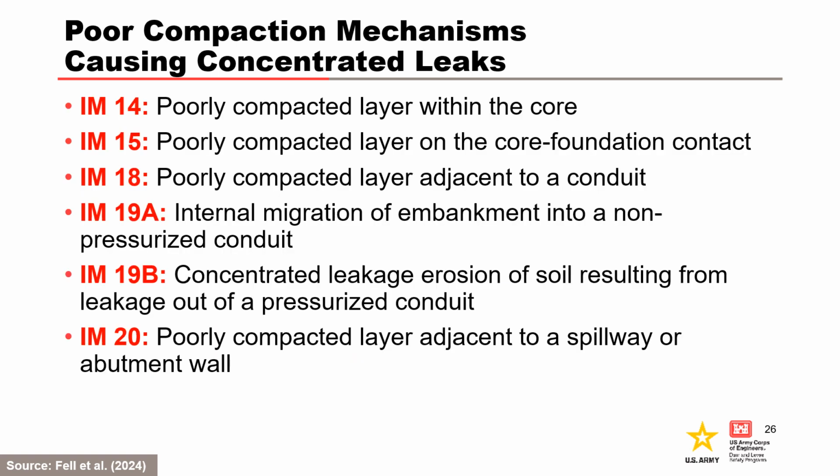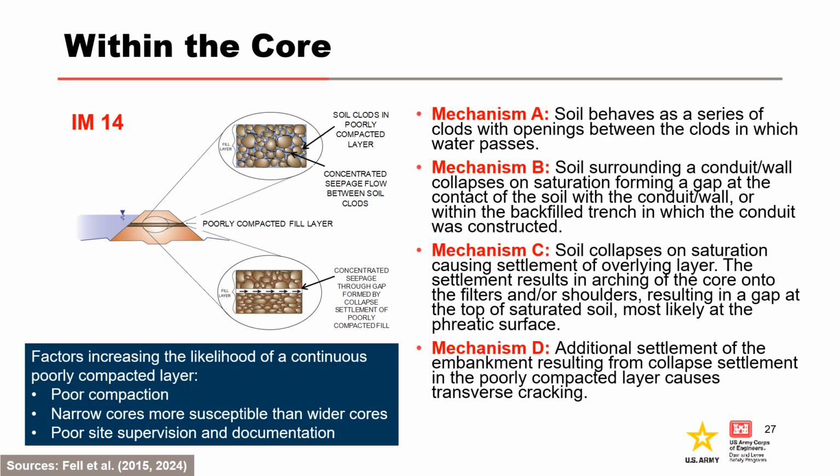Poor compaction mechanisms are listed on this slide. For IM14, a continuous layer of poorly compacted soil in the core may result in the formation of a transverse crack or flaw by the following mechanisms. Mechanism A, the soil behaves as a series of clods with openings between the clods in which water passes. Mechanism B, the soil surrounding a conduit or adjacent to a wall collapses on saturation, forming a gap at the contact of the soil with the conduit or wall, or within the backfilled trench in which the conduit was constructed.